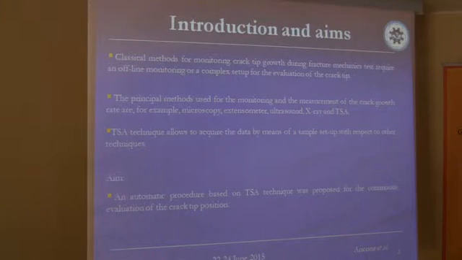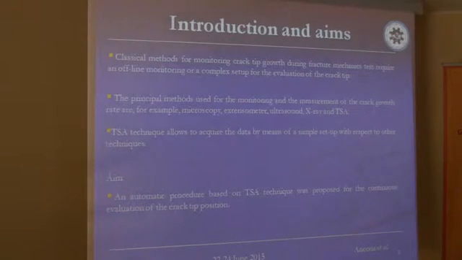So, classical methods for monitoring crack tip growth during fracture mechanics tests require an offline monitoring or, however, a complex setup for the evaluation of the crack tip. The principal methods used for the monitoring and the measurement of the crack growth rate are, for example, microscopy, extensometer, ultrasound, X-ray, and thermoelastic stress analysis. Thermoelastic stress analysis allows acquiring the data by means of a simple setup with respect to the other techniques.